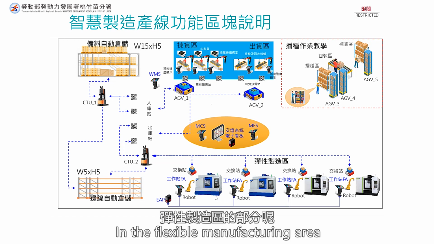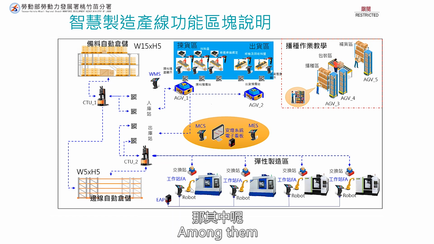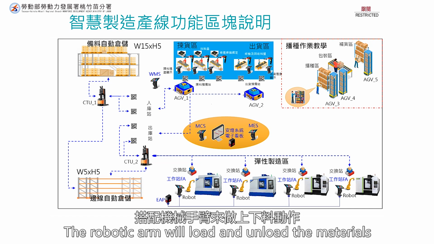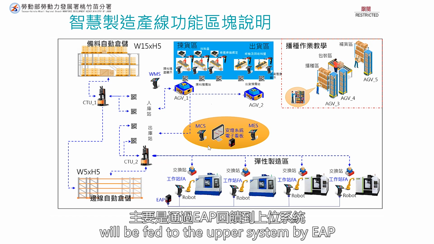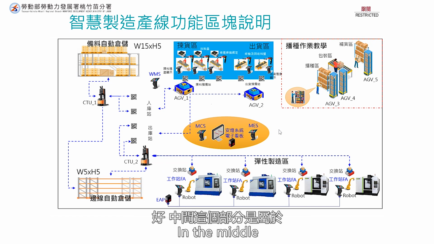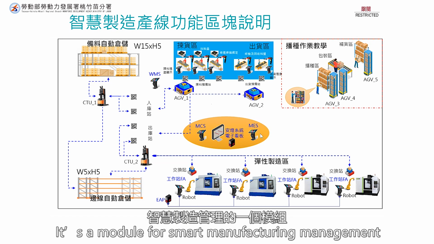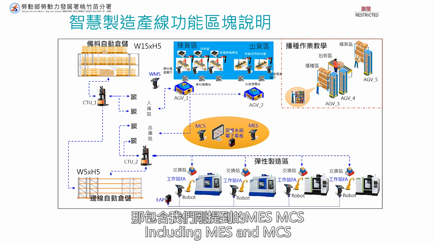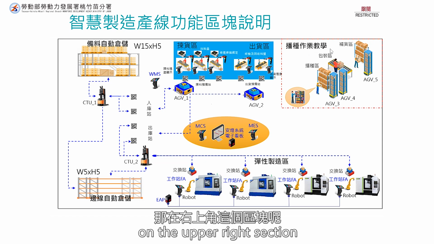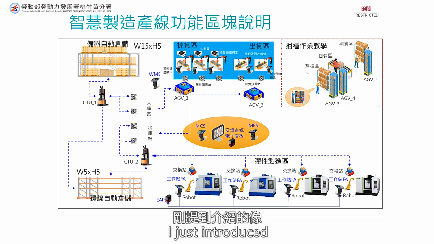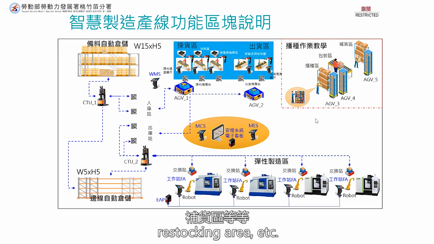In the flexible manufacturing area, there is the 5-axis processing section. Among them, the robotic arm will load and unload the materials. The information will be fed to the upper system by EAP. In the middle, it's a module for smart manufacturing management, including MES and MCS and the NDIM system. On the upper right section, it's the put-to-light section. I just introduced put-to-light, packaging area, restocking area, etc.